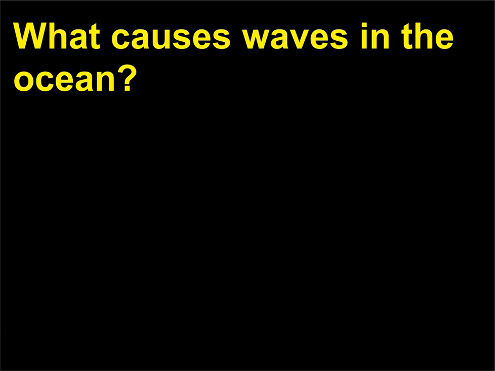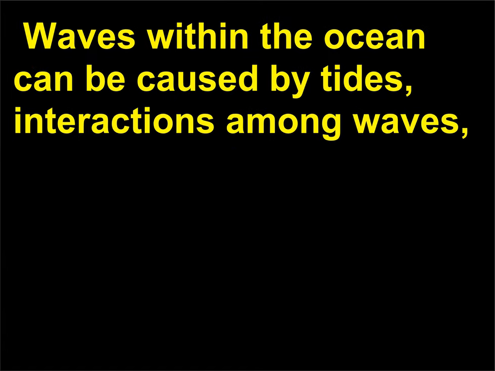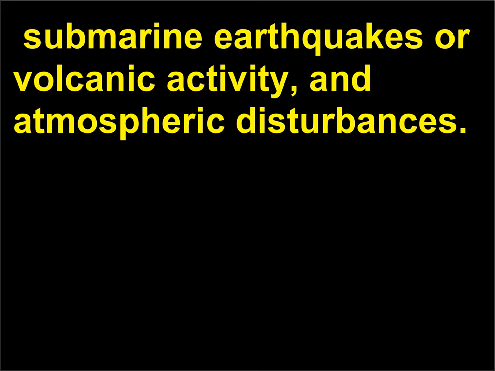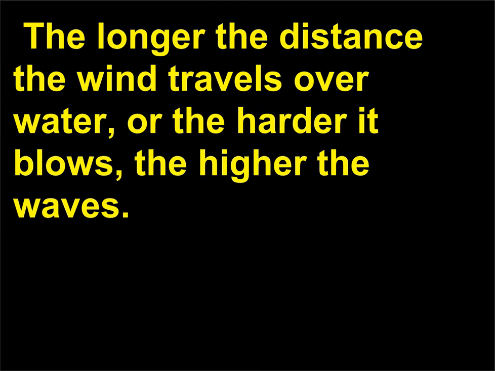What causes waves in the ocean? The most common cause of surface waves is air movement, the wind. Waves within the ocean can be caused by tides, interactions among waves, submarine earthquakes or volcanic activity, and atmospheric disturbances. Wave size depends on wind speed, wind duration, and the distance of water over which the wind blows. The longer the distance the wind travels over water, or the harder it blows, the higher the waves.